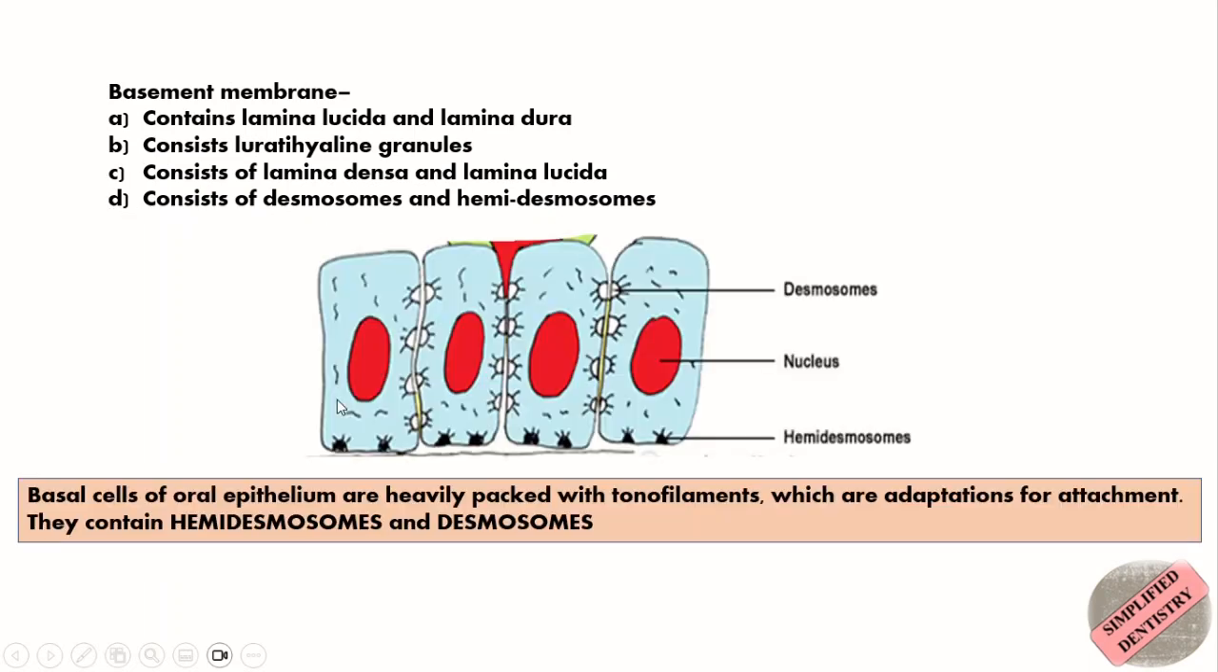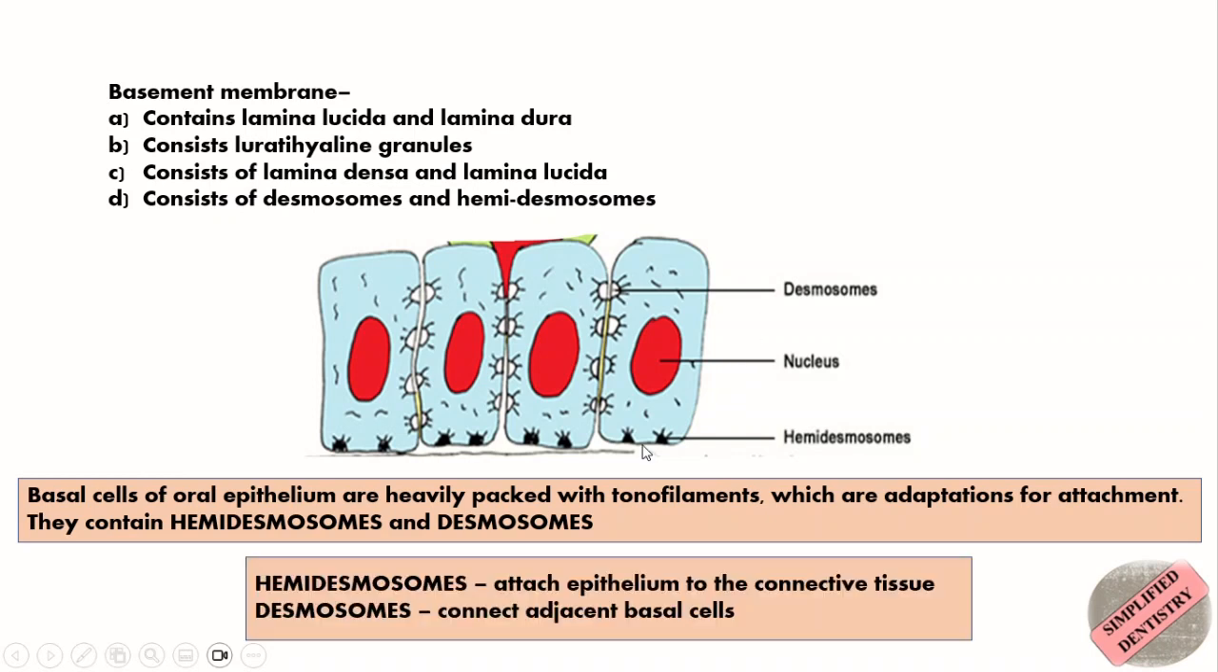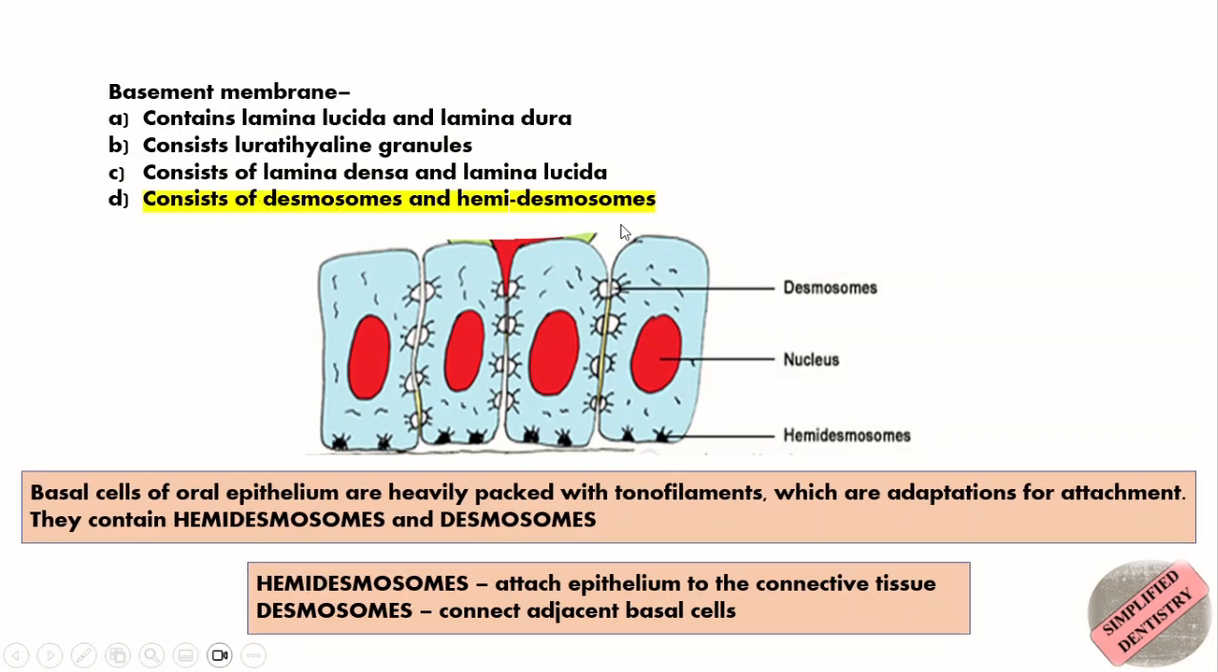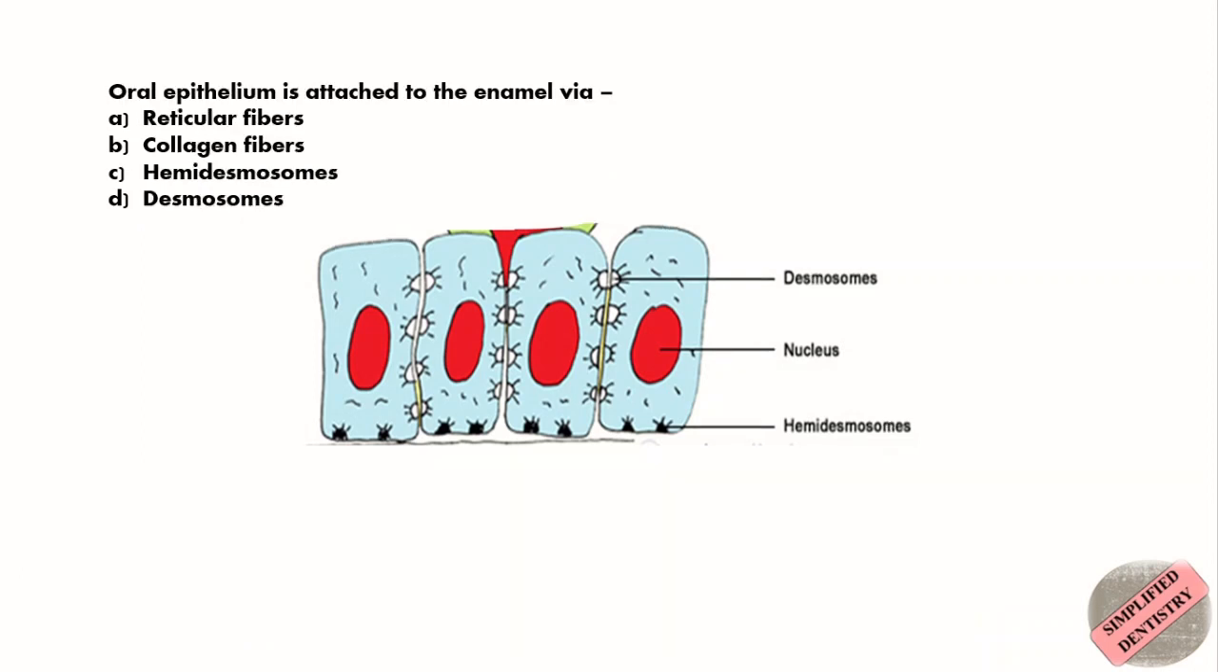Option D is correct, as the basal cells of oral epithelium are heavily packed with tonofilaments, which are adaptations for attachment. They contain hemidesmosomes and desmosomes. So the hemidesmosomes attach epithelium to the connective tissue, whereas the desmosomes connect the adjacent basal cells. That is, it connects one basal cells to the other. So the answer is option D, consists of desmosomes and hemidesmosomes. So the basement membrane consists of desmosomes and hemidesmosomes.